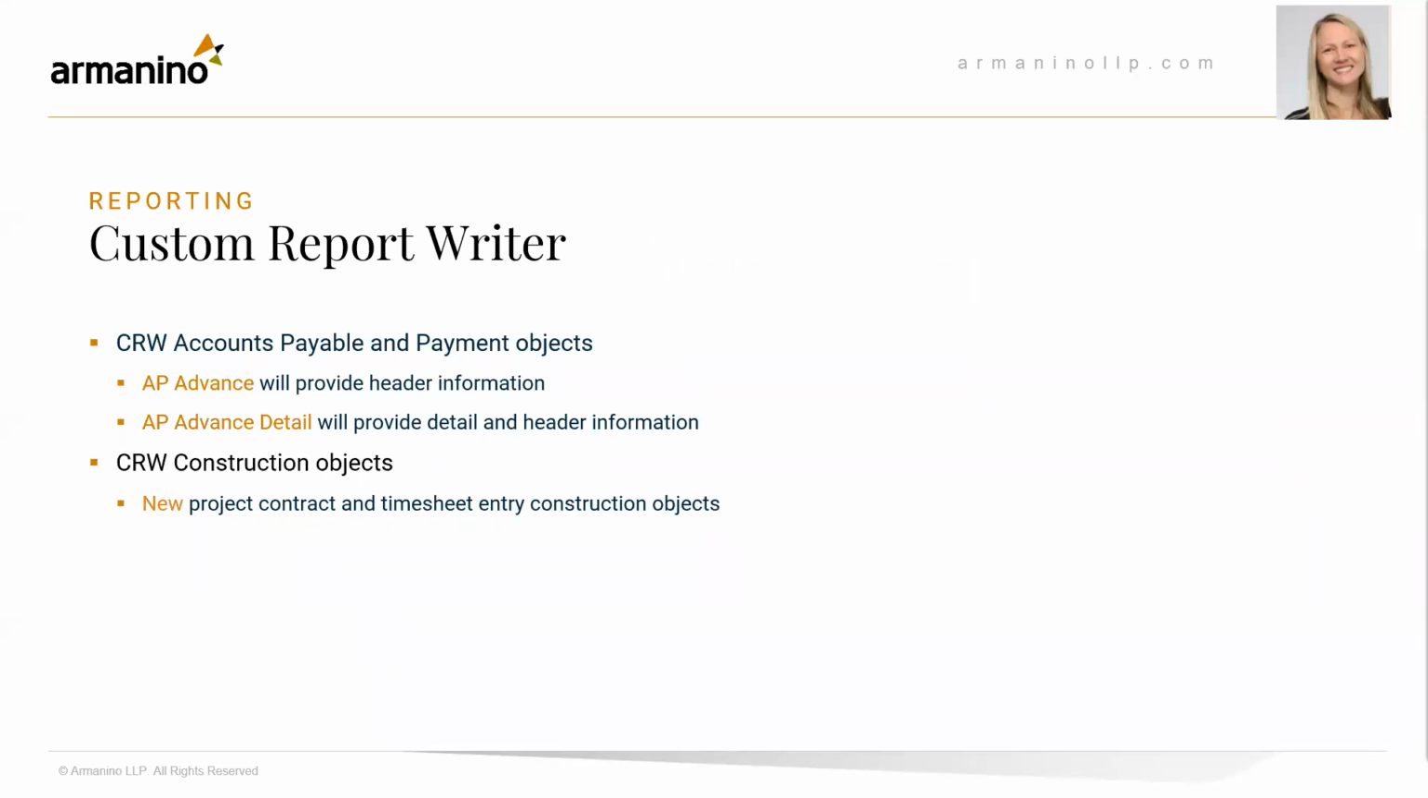And then the custom report writer. So some objects that are going to be available are the AP Advance, which will provide header information, and AP Advanced Detail, which will provide the detail and header information. And then for construction, you'll have the project contract and timesheet entry construction objects available for reporting. So I think with a lot of the prior construction clients that we've had, reporting is something that they've been looking for. So this is pretty exciting as part of the release.